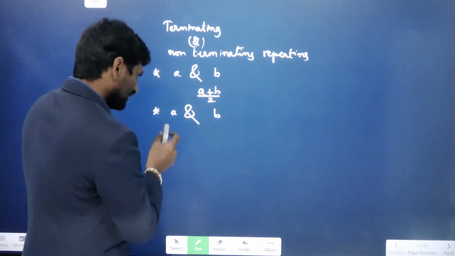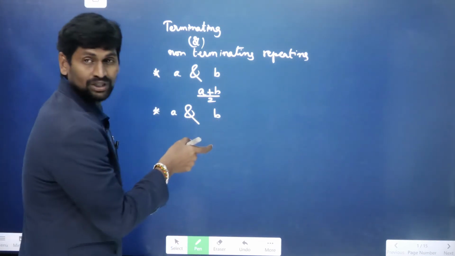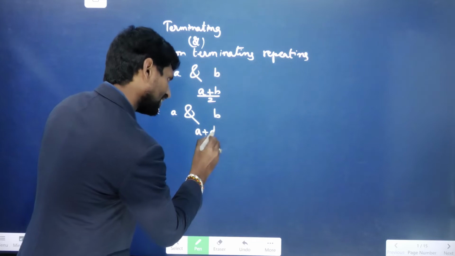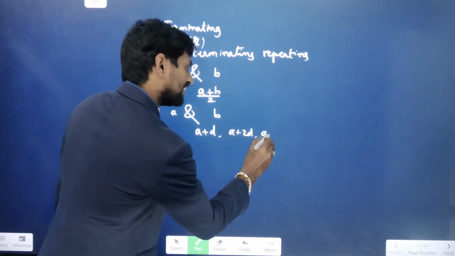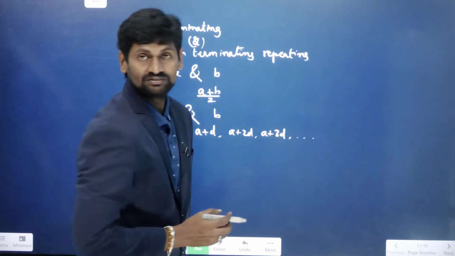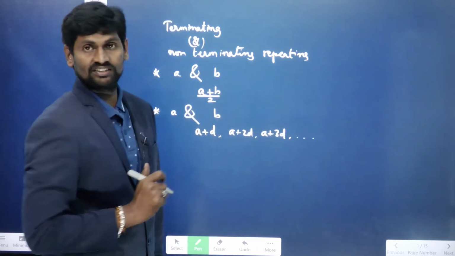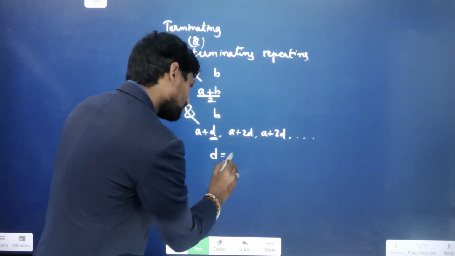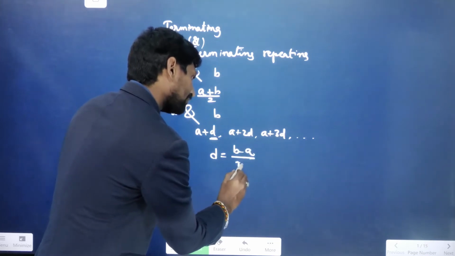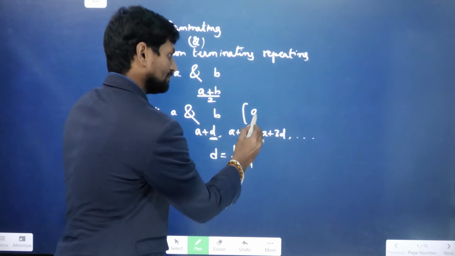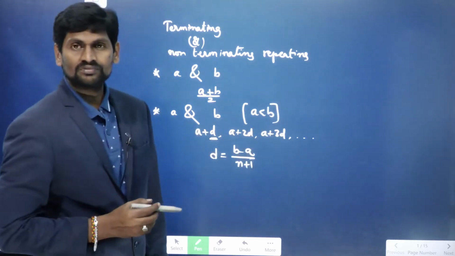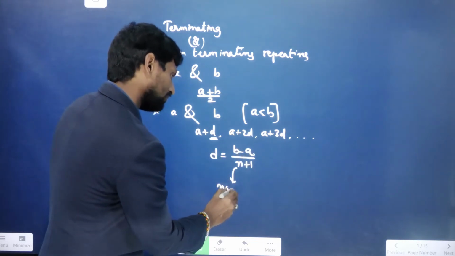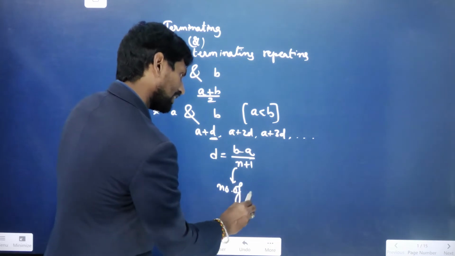Am I right? In the same way, the rational numbers between A and B are in the form A plus D, A plus 2D, A plus 3D, and so on, as we have discussed. How many you want, that many we can write like this. And what is D? D is the common difference, which equals (B minus A) by (N plus 1). Here the condition is that B is more than A, the larger number minus the smaller, where N is the number of rationals.